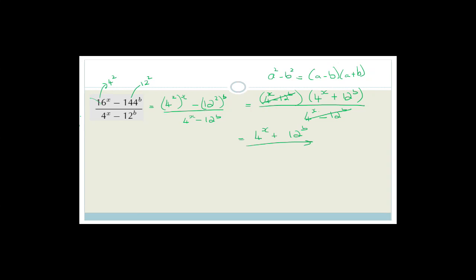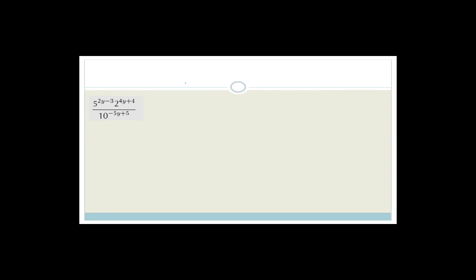We could have taken out a common factor of 2, but then it would have been a horrible question to try and solve, so I'm glad we didn't. You must look for some difference of two squares, look for trinomials, and then in the final measure, you look for grouping. Right, let's look at this one.